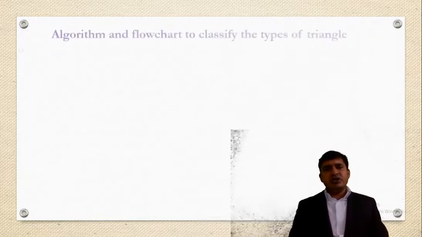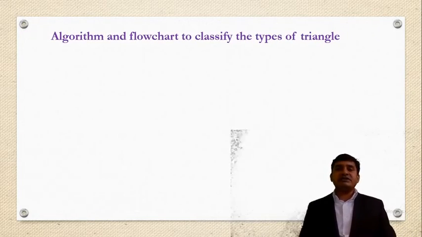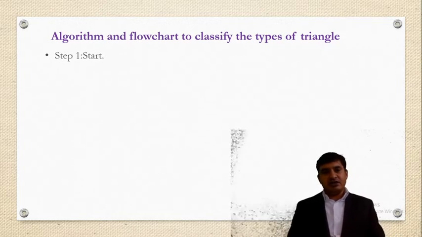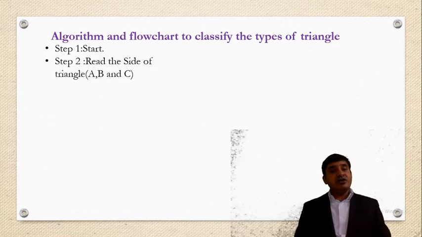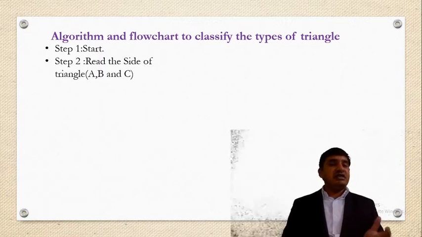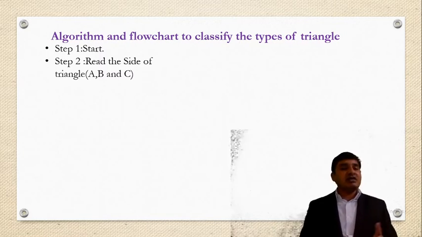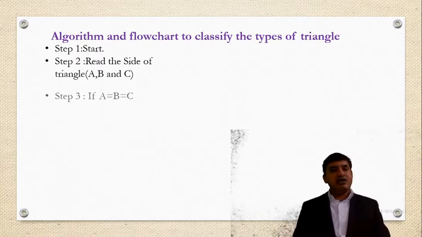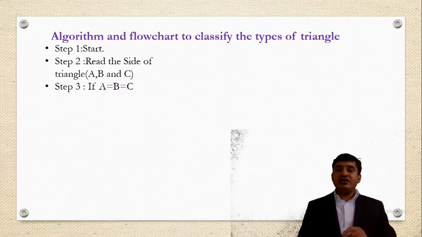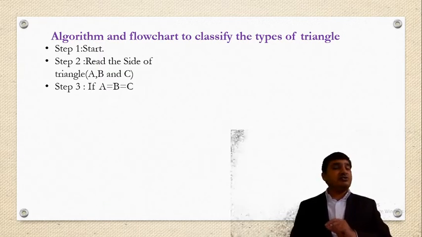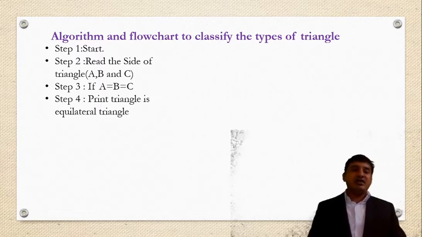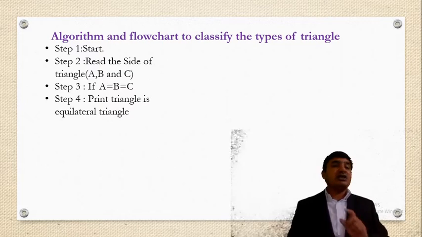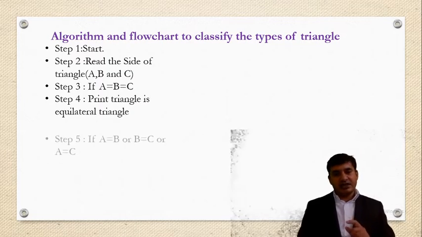Next, algorithm and flowchart to classify the type of triangle. First step is start. Second step, read the sides of the triangle, that is A, B, C. These are the three sides of a triangle. Then step 3, if A is equal to B is equal to C, then print the triangle is an equilateral triangle, that is all sides are the same.